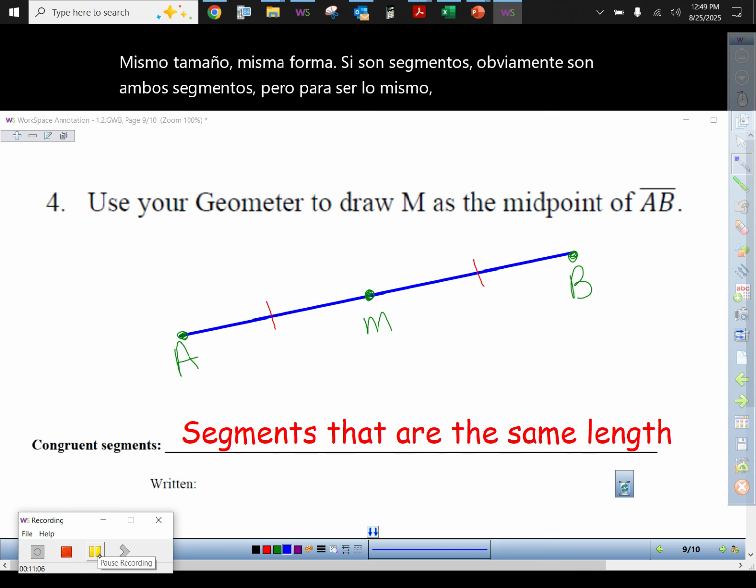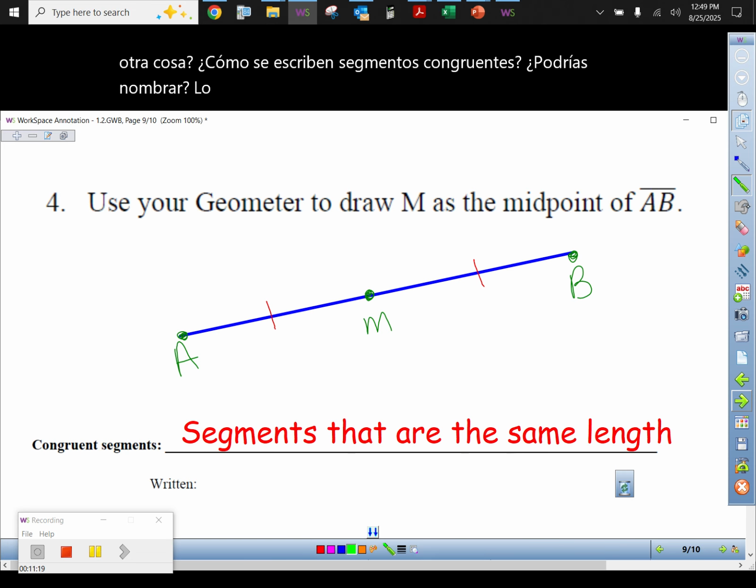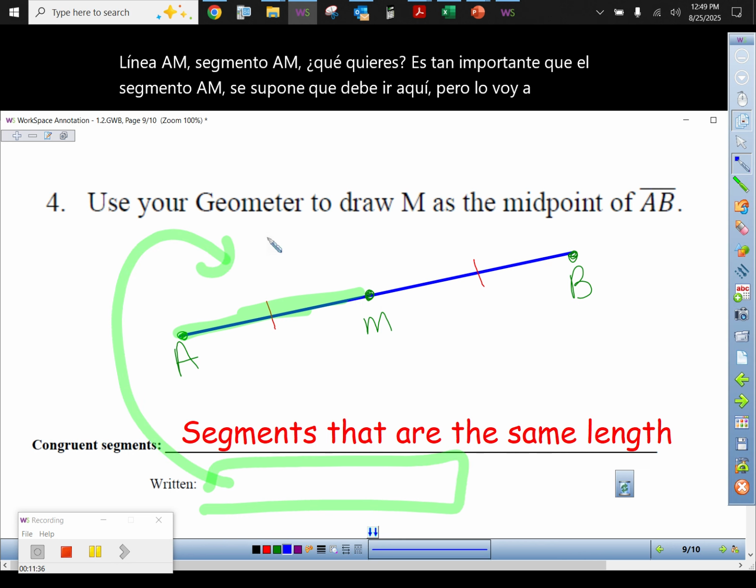So are you ready for the picky, picky, picky? You know how we've had picky, picky, picky, that capital letters mean points and lowercase letters mean something else? How do you write congruent segments? Could you name this green segment for me? What would be the name of that green segment right there? Segment AM. It's supposed to go right here, but I'm going to write it up here so we can see it a little bit better. So I'm going to call that segment AM.